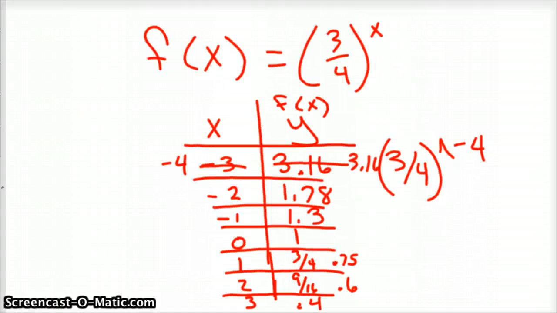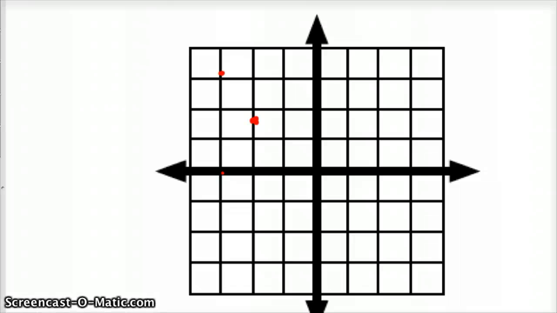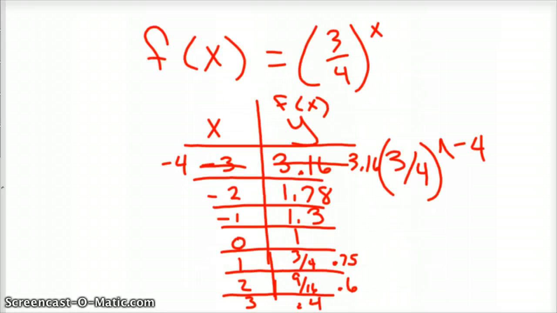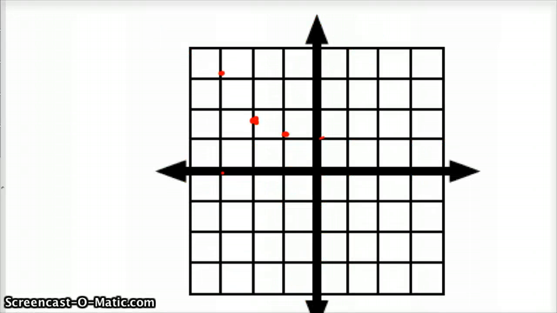Kind of rough. Negative 1 and 1.3, somewhere right there. 0 and 1. 1 and 3/4. And remember 2 is a little over 0.5 and then 3 is a little under 0.5. And so we've got a function that's starting to look like this.